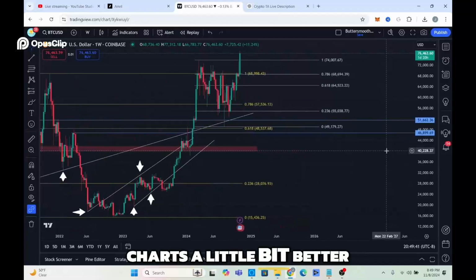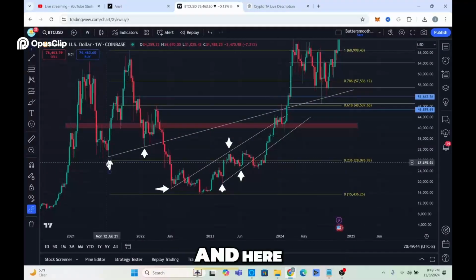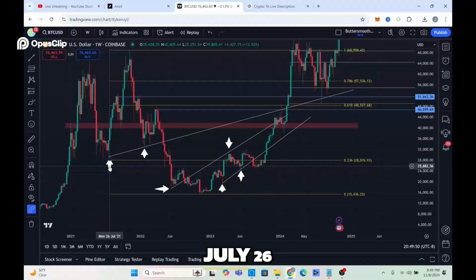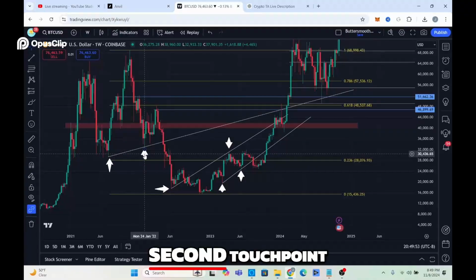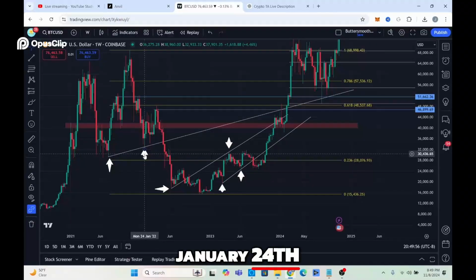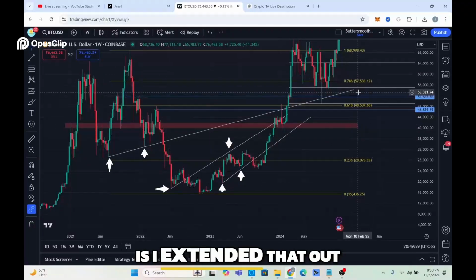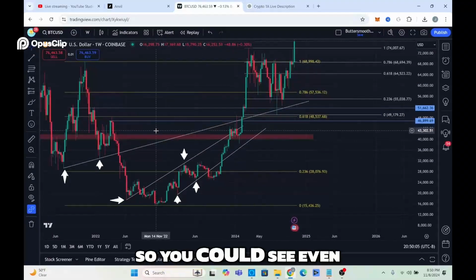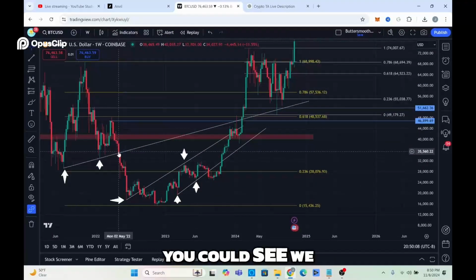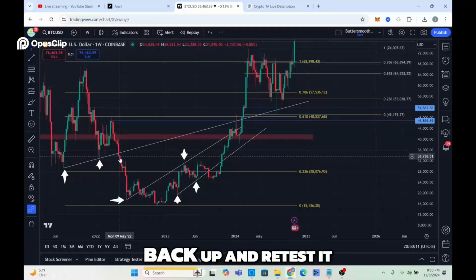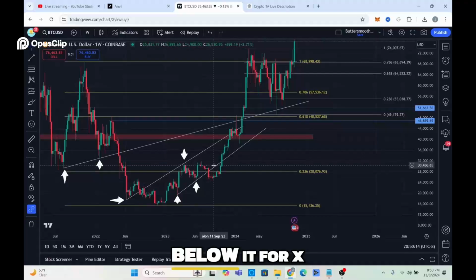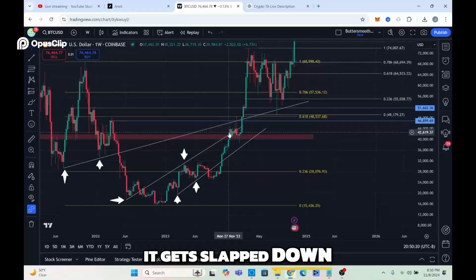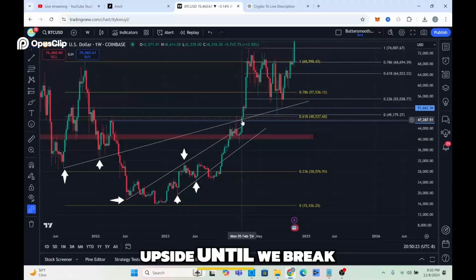Let me adjust the charts a little bit better so we can see what I'm talking about. And here, because I do publish ideas on TradingView, you can see I have my first touch point here, July 26, 2021. Second touch point, January 24th, 2022. And all I did is extend that out. And again, as time goes by, I have to constantly adjust these. You can see even after this, we broke back through it, slightly tried to come back up and retest it, and we just stayed below it for X amount of time. And when we start moving up, it gets slapped down as resistance to the upside until we break above it.